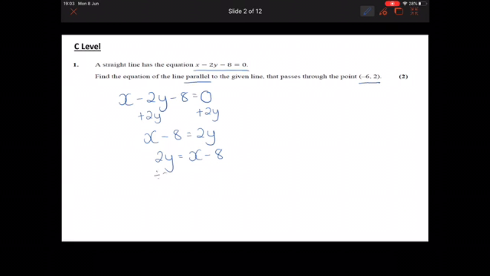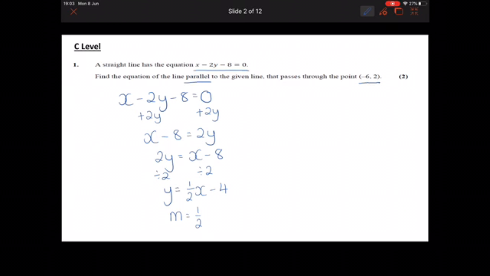And now I'm going to divide it by 2 because, again, I want y on its own. I don't want 2y. So that's going to give me y equals, be very careful that you're dividing everything by 2, and I get a half x minus 4. So the gradient of this line is a half.